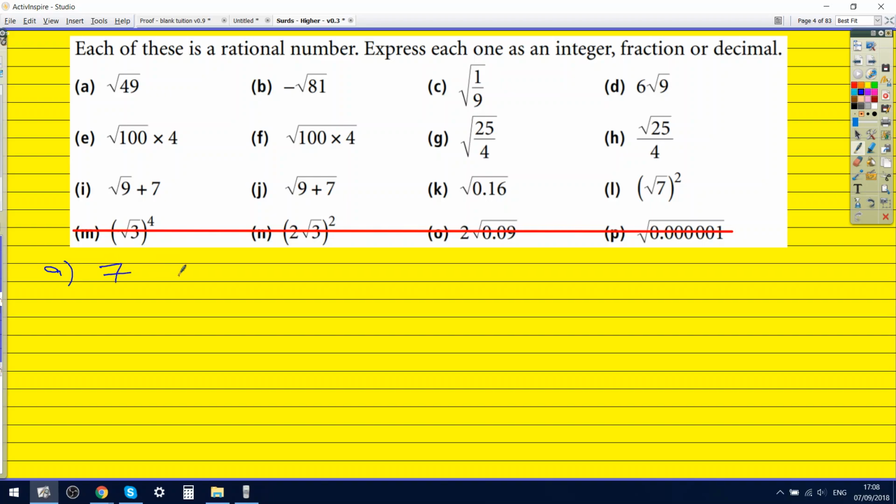7 minus 9. Oh no. So what times what will give you 1 over 9? 1 times 9. Well, you know how you multiply fractions. It's just top times top, bottom times bottom. So what times what will give you 9?